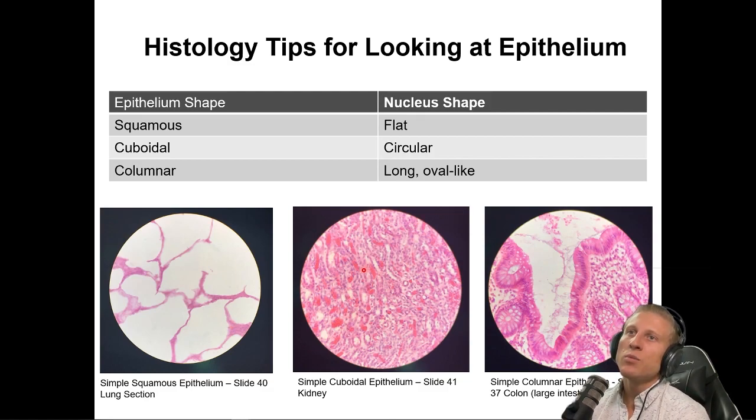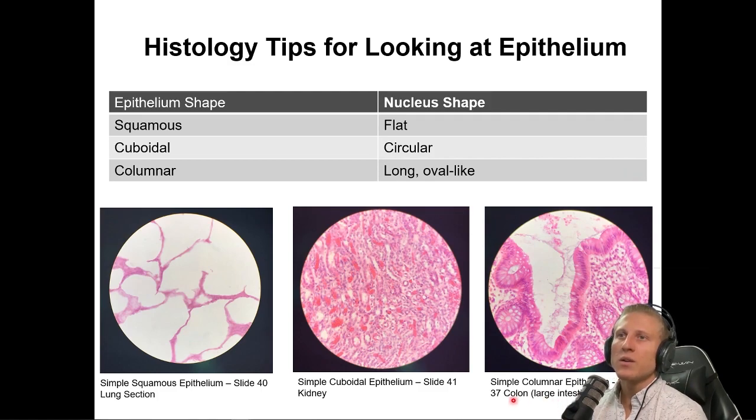Next, we have simple cuboidal. This is looking at the inner lumen of a kidney. We'll have some subsequent slides that zoom in a little bit further, but these little round tunnels you see right here are simple cuboidal cells, and they're roughly symmetrical in shape.